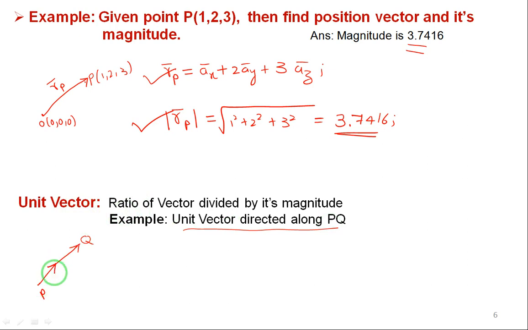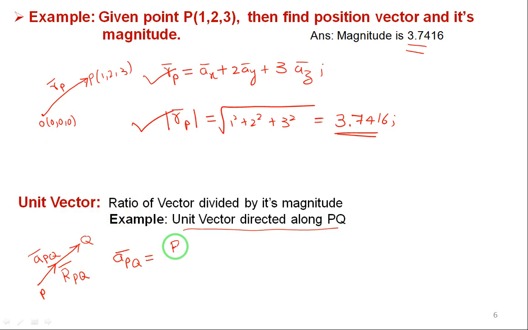Then what is the unit vector directed along PQ? I will indicate the unit vector here from P to Q: APQ, small letter a. APQ is the unit vector directed along PQ vector. By the mathematical definition we know it is the vector divided by its magnitude. The vector is P to Q, the distance vector, so RPQ. I am using capital letter R because it is not a position vector, it is a distance vector.